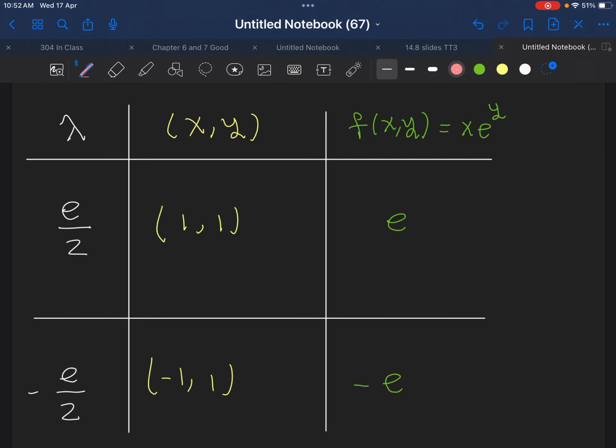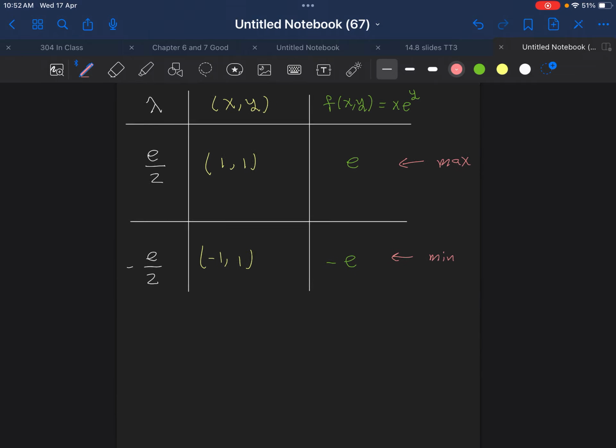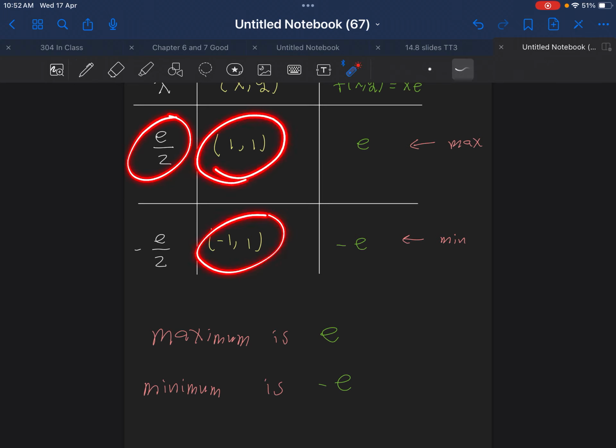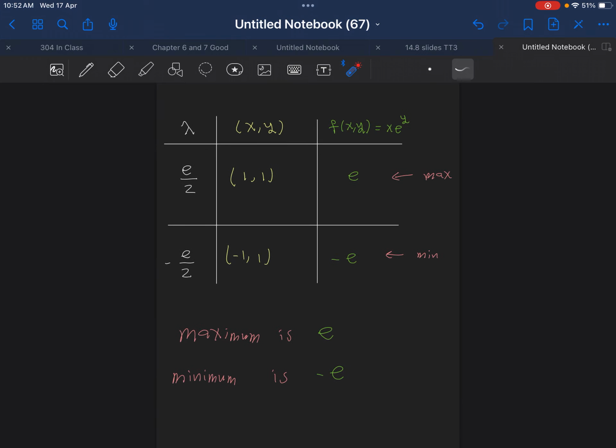Of course, where is the maximum? This will be the maximum because it's the largest, and this will be the minimum for sure, because those are the only two values that we have. So the maximum value, if we just summarize what we did, is e. The minimum value is negative e. The Lagrange multiplier is those lambda, and the maximizer and minimizer are written in this table. So that's the Lagrange multiplier.